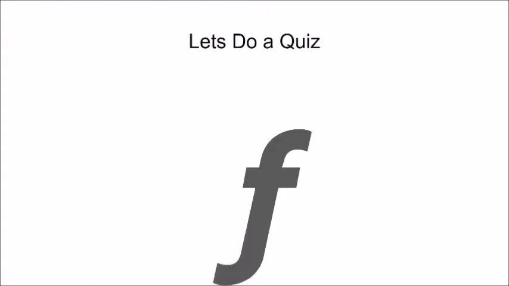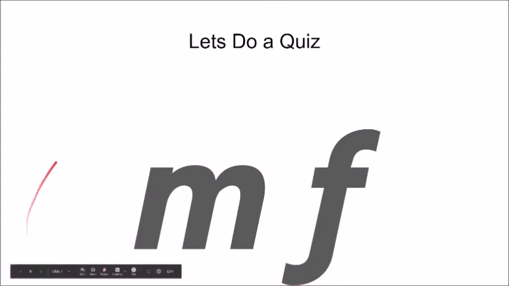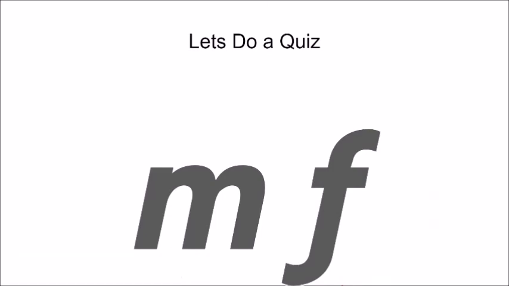So, just to make sure you were paying attention, let's do a quiz of all the different types of dynamics. The first one is this F, and I'll give you about 4 or 5 seconds to guess what this F means. You guessed it, it's a forte. Next up, we have an M and an F. You may be able to use the answer from the last question to help you answer this one. You guessed it, it's a mezzo forte.